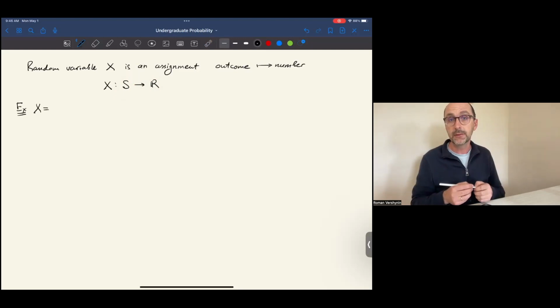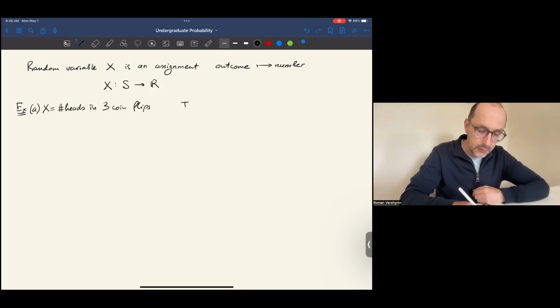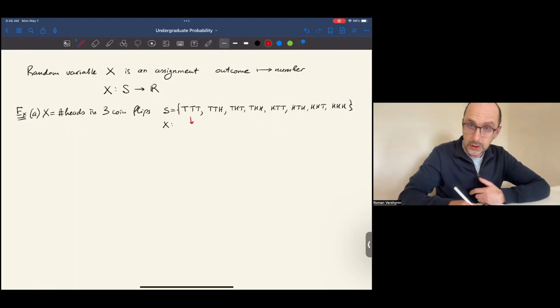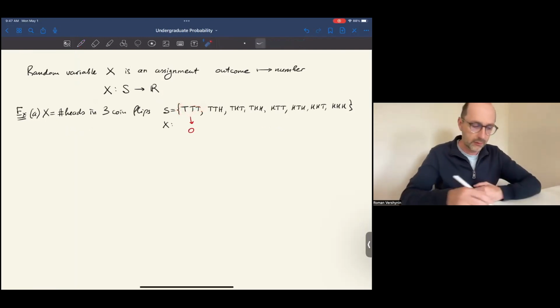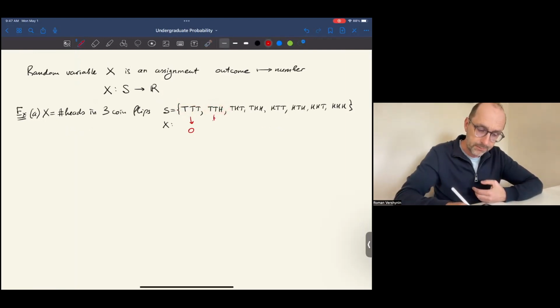For example, if we flip 3 coins, then the number of heads is a random variable. There are 8 possible outcomes, all tails, 2 tails and then a head, and so on. The set of all outcomes forms the sample space, and the random variable X assigns the number of heads to each outcome. For example, if you flip all tails, then the number of heads is 0, and if you flip TTH, then the number of heads is 1, and so on.